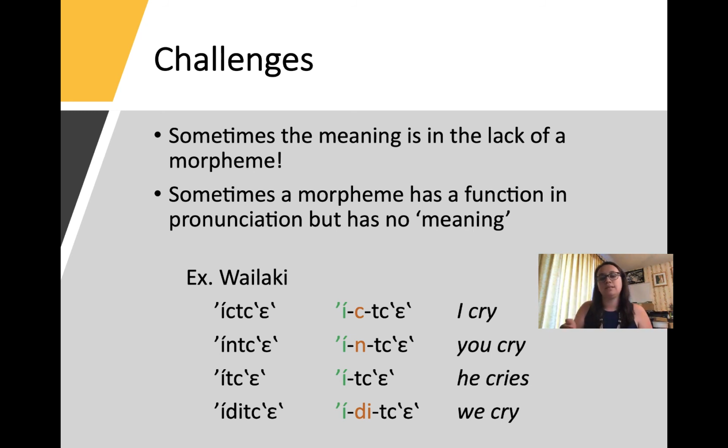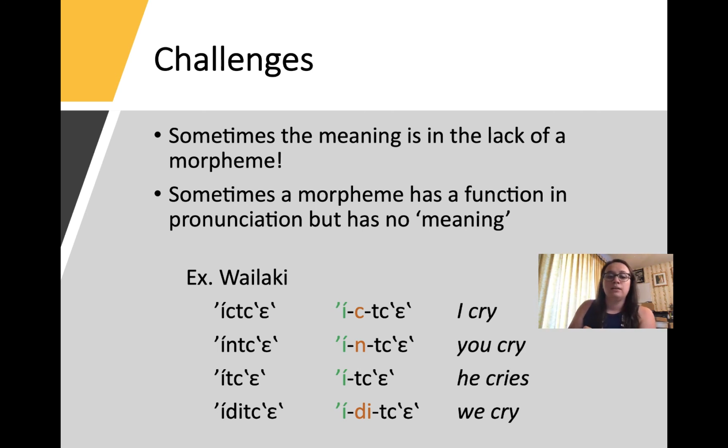Sometimes the meaning is in the lack of a morpheme. If you don't see something there, and maybe it's the fact that it's not there that we infer that meaning. So the lack of a morpheme. If you see this in Dene languages, it's really common. The he or she form doesn't have a morpheme on it, but we infer from that you're talking about he or she.